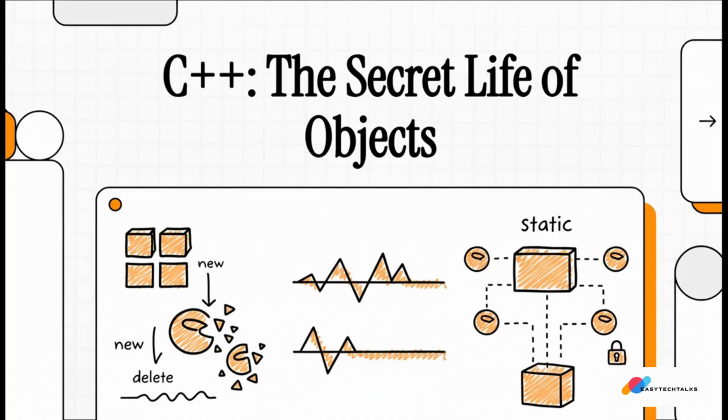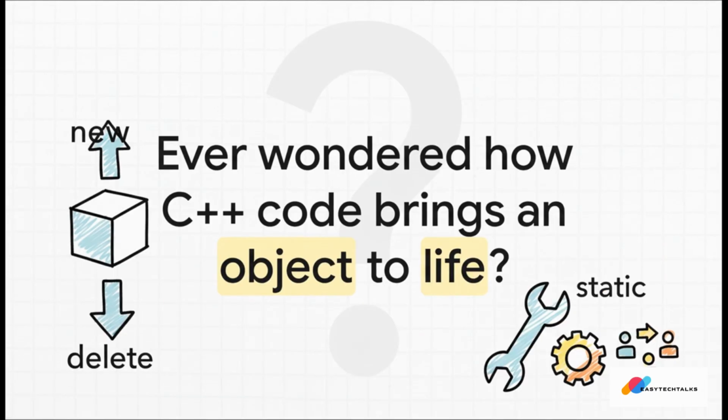Welcome to the Explainer. Today, we are pulling back the curtain on C++ to look at how it manages its most fundamental unit, the object. This is a core concept that every developer really needs to get a handle on. So let's start with a question that gets right to the heart of things. Have you ever really stopped to think about it?